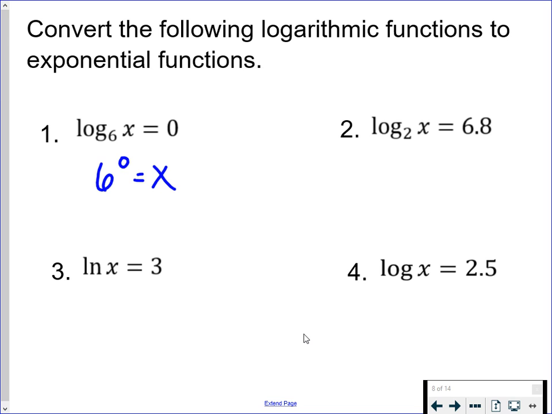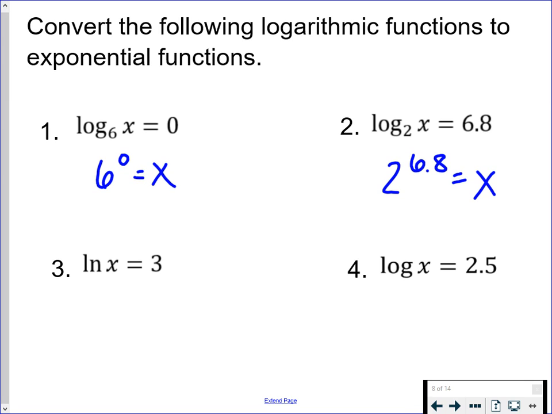You've already answered. Number 2. Yeah, dang.